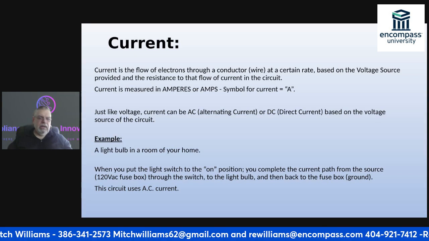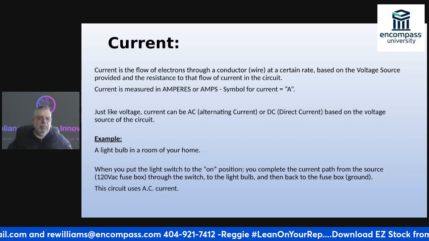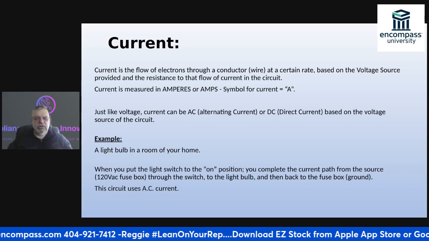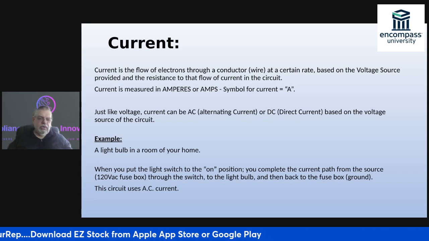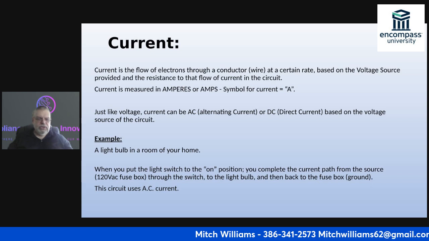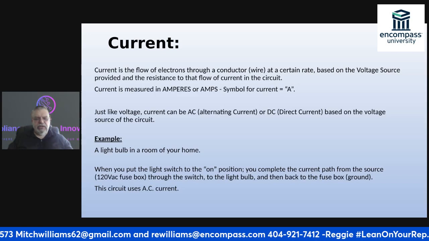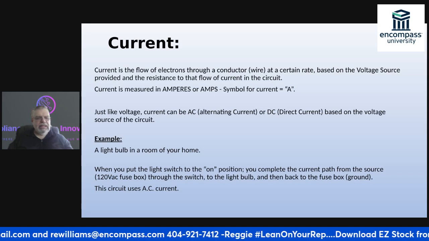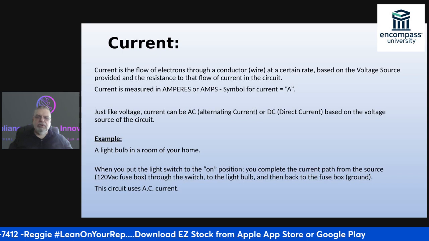Just like voltage, current can be either AC, alternating current, or DC, direct current, based on the voltage source in the circuit. An example of AC would be a light bulb in your room. When you put the light switch in the on position, you complete the current path from the source, which is the 120 volts AC fuse box, through the switch to the light bulb, and then back to the fuse box, which is the ground, the neutral side. The current uses AC. Nine times out of 10, switches today do not break the power leg, they break the neutral leg. That's something you need to remember, but you need to double check it.